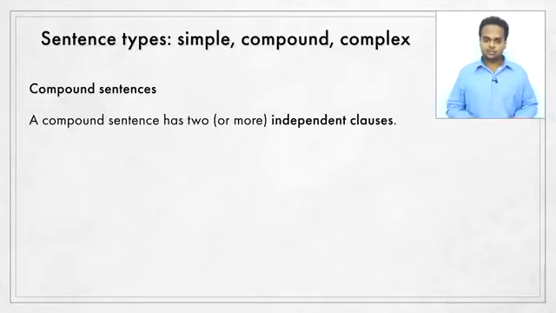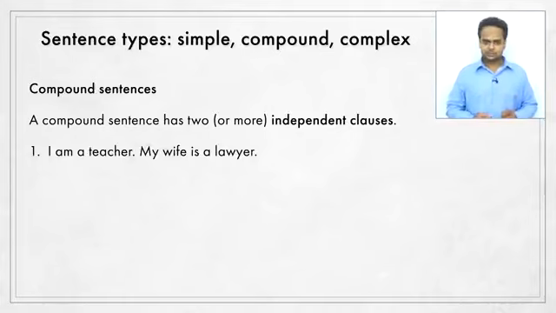So what's a compound sentence then? Well, a compound sentence is just a sentence that has two independent clauses. We saw that a simple sentence has just one clause, but a compound sentence has two or sometimes more independent clauses. Take a look at this example. I am a teacher. My wife is a lawyer. What we have here is two separate independent clauses or simple sentences. And the problem with this is that it sounds choppy and disconnected when we say it like that. I am a teacher. My wife is a lawyer.